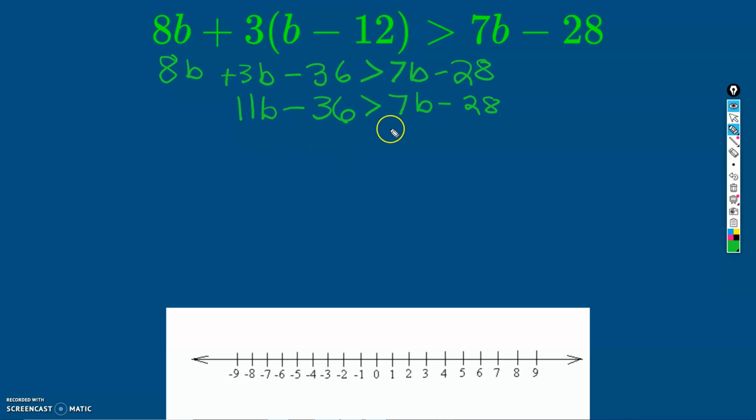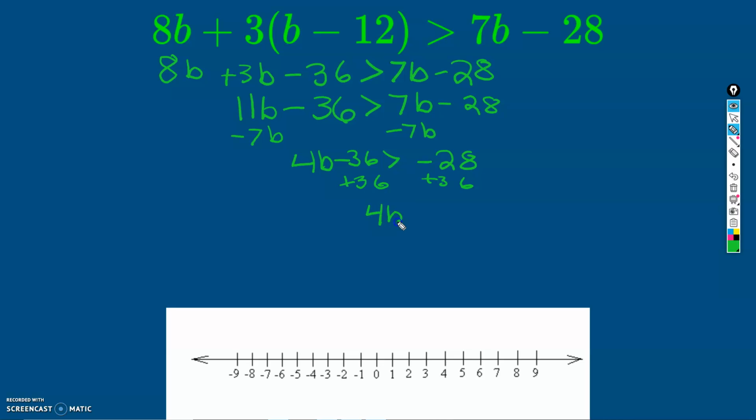Alright, let's get all of our b's on one side. So let's subtract 7b from here, and we're going to subtract it from here as well. So that's going to give us 4b minus 36. And we'll have a negative 28 hanging out here on the right. Alright, so see, same thing. We've been going through and solving this the same way we would solve equations. So let's get rid of the 36 by adding it on both sides.